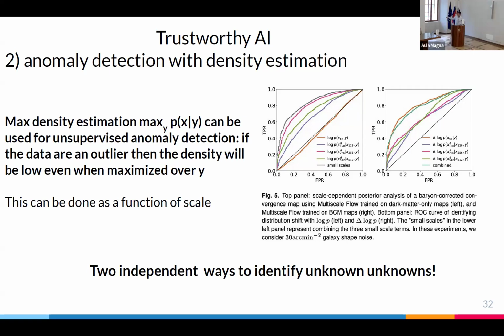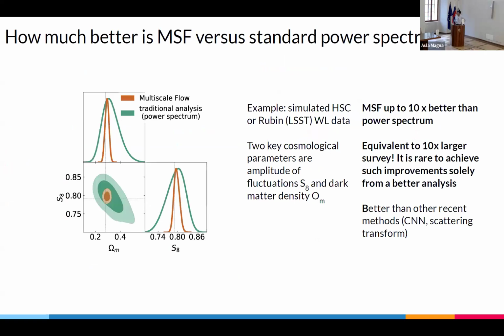And so that's again one of the few ways that one has to identify unknown unknowns. Unknown unknowns are particularly problematic, because you don't know they exist, so it's always worth looking at these things. And this is an advantage of generative learning, right? Of learning the likelihood P of X given Y. Okay, so the question is, how much better is this multi-scale flow versus standard power spectrum analysis?